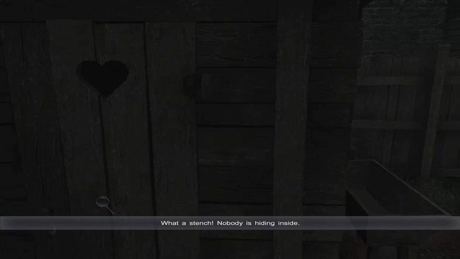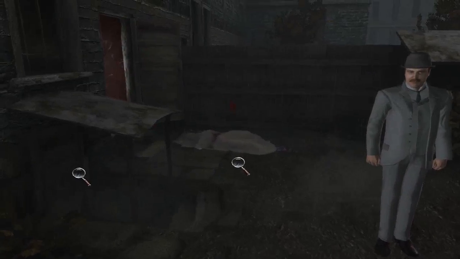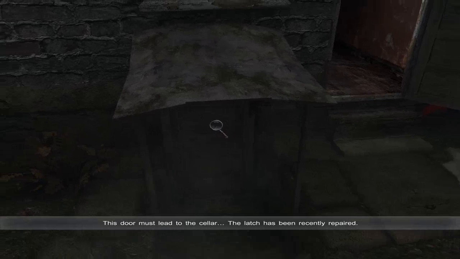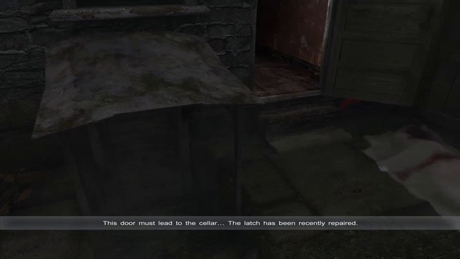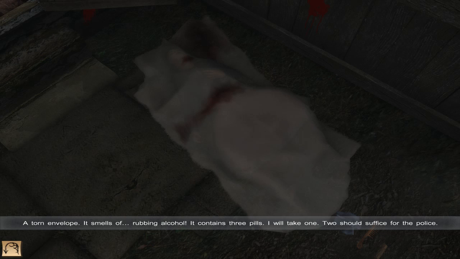What a stench! Nobody is hiding inside. This apron is soaked with water and has left a clear mark on the ground. It must have been left in water for several hours and has been there for some time. Probably before the murder. This door must lead to the cellar. The latch has been recently repaired. A torn envelope. It smells of rubbing alcohol. It contains 3 pills. I will take one. 2 should suffice for the police.